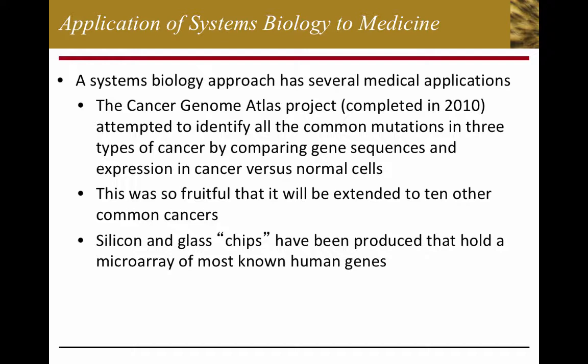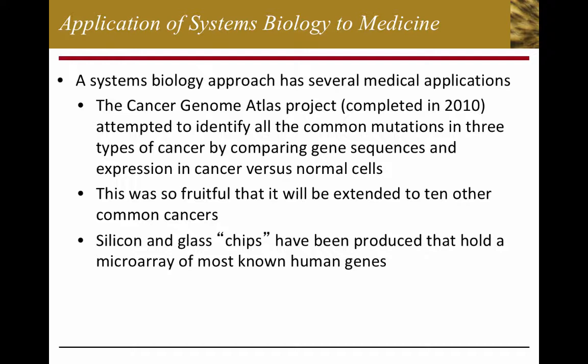And basically, systems biology took this approach on several different medical applications. One specifically is looking at cancer. And so the Cancer Genome Atlas project was completed in 2010, and we talked about it, and it basically attempted to identify all the common mutations in 3 types of cancer. And so mutations are just changes in DNA, and they can compare by gene sequence and expression the cancer models versus normal models. So the normal models may show that these particular DNA sequences have not been changed, and then they can look at it and identify those changes that they've seen in cancer cells, specifically looking at DNA.